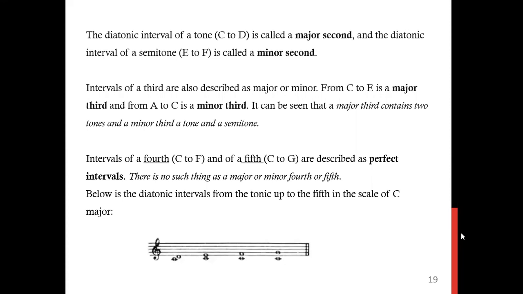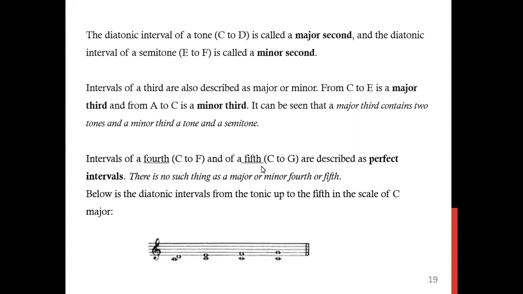I guess because the distance between B and C is a semitone. Maybe that is why it's called a minor third. That's exactly what it is. There's a semitone involved there. All right. Okay, so intervals of a fourth and that of a fifth, they are described as perfect intervals.